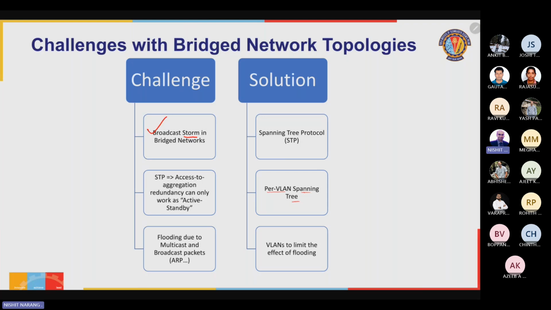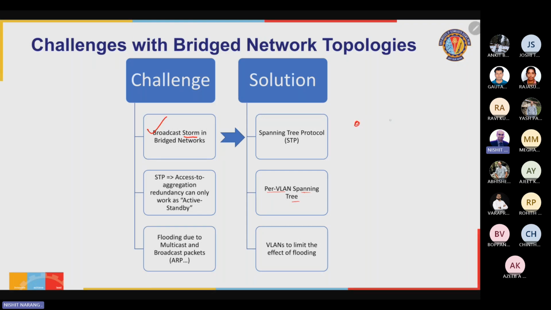So bridge network topologies use a protocol called spanning tree protocol. Right? We need the redundancy. When there is a fault, I need a redundant path to be established. But I don't need an active-active configuration. I can have an active-standby configuration. Only when the active path fails do I need a standby path. The spanning tree protocol does something like that.